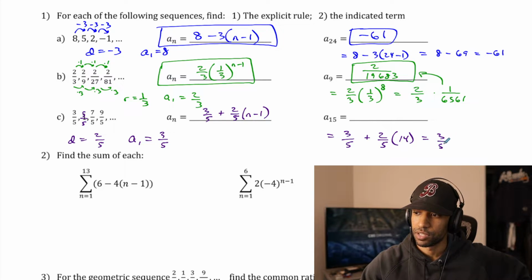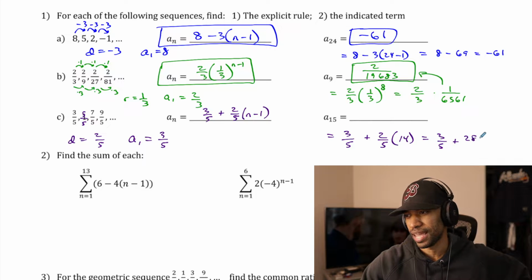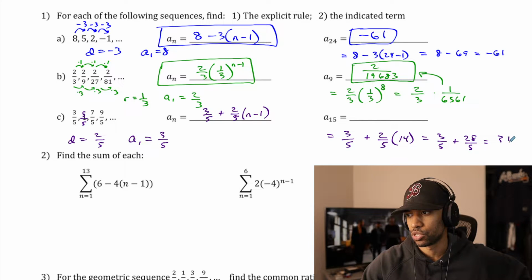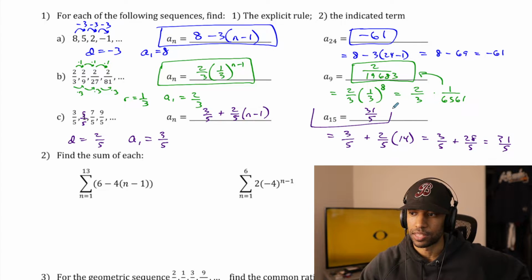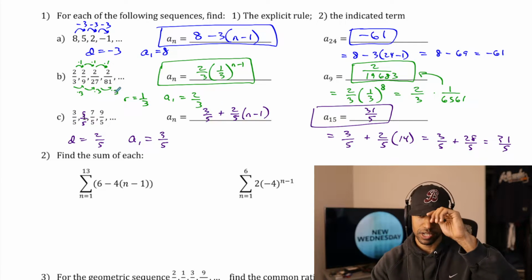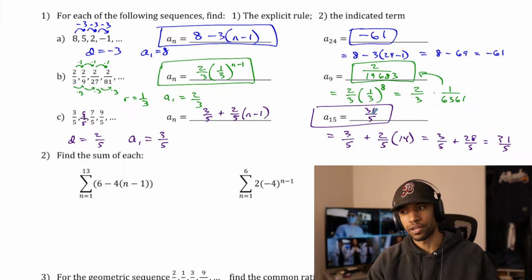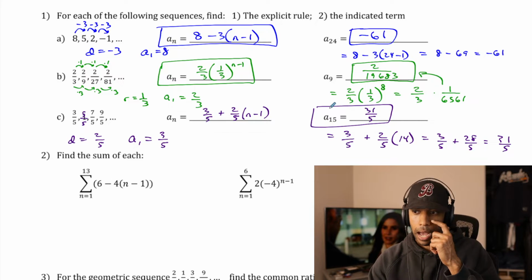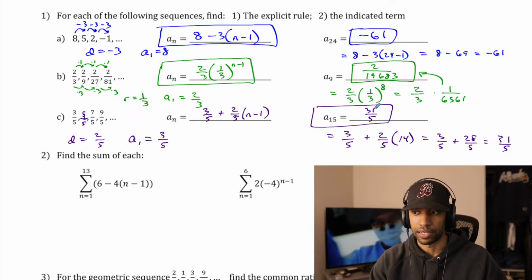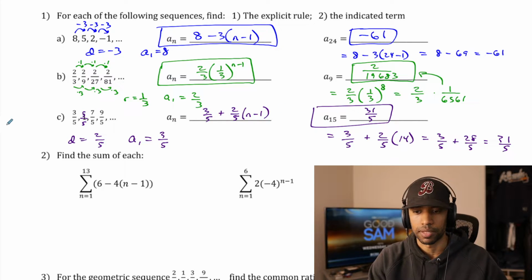So 3/5 plus 28/5, which is 31/5. There's no problem with having a, now we could write this as a decimal, but everything else is written as a fraction, even improperly. As long as this isn't an integer answer, which it's not, it's 6.2 exactly. There's no problem with writing it like this either, getting the 15th term like that.